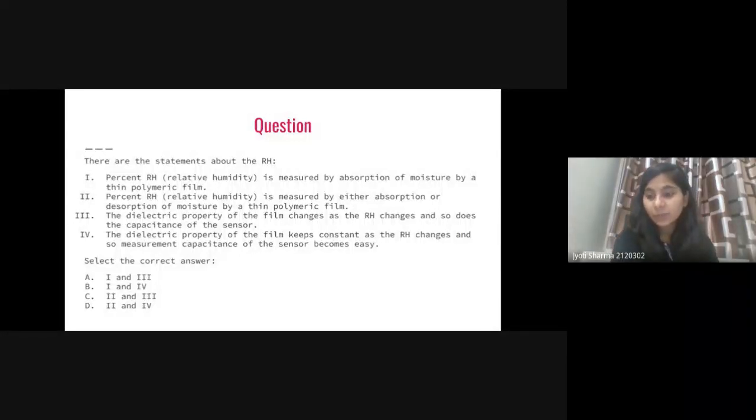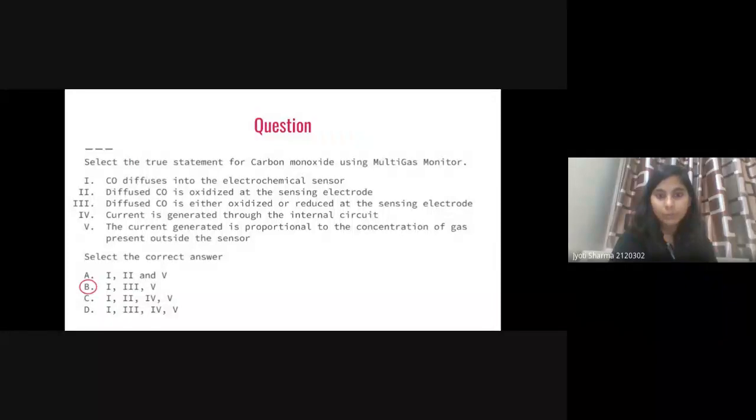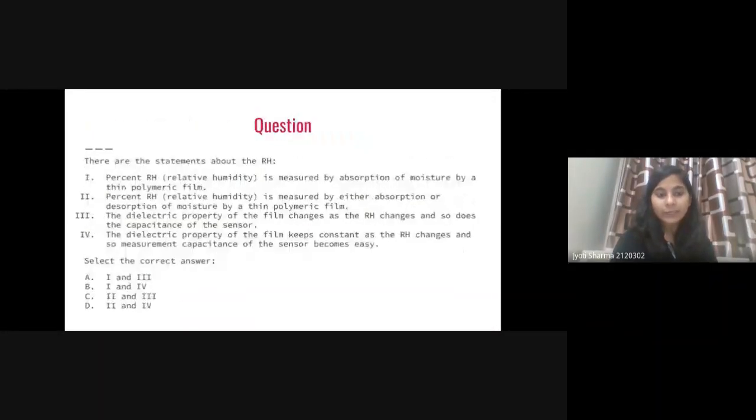Anyway, we know that the monitor that we are using, what is the name of that? Mm, multi-gas monitor. Under that multi-gas monitor we can also measure the relative humidity in our house. So you have to tell me how we can know the relative humidity of our home using that instrument. There are a few statements, and you have to tell me the right statement. This is basically on the principle. So what principle do we use to calculate the relative humidity?